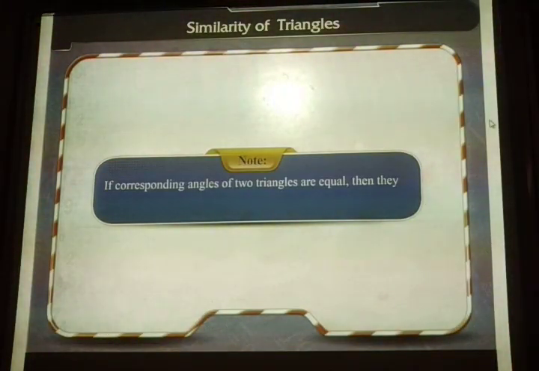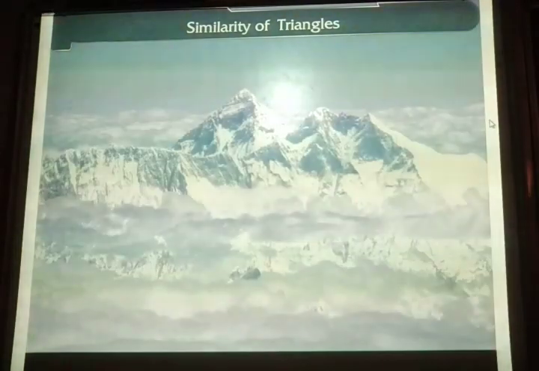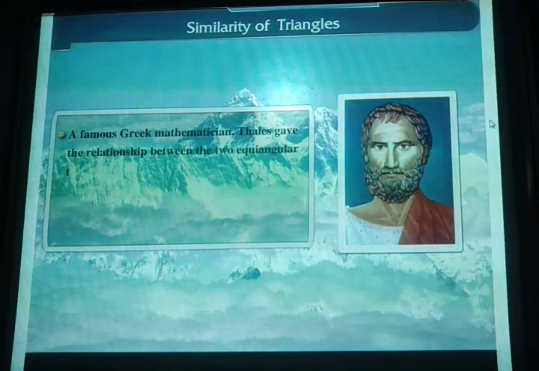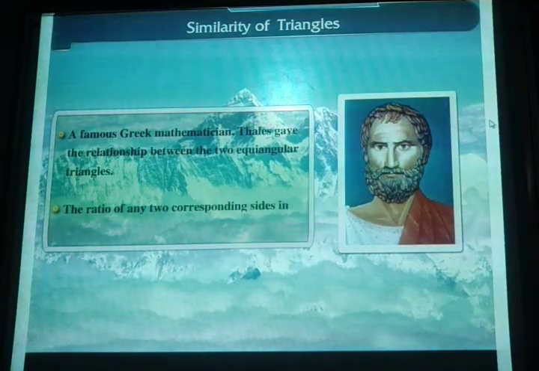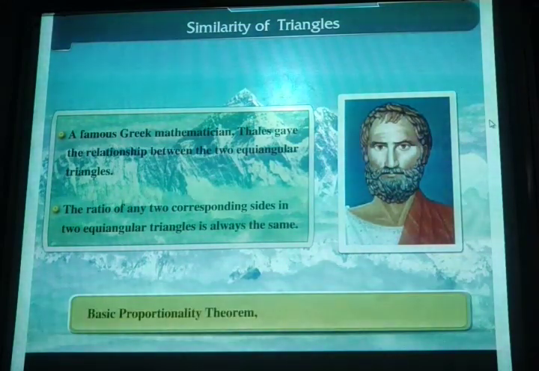Remember that if corresponding angles of two triangles are equal, then they are called equiangular triangles. A famous Greek mathematician Thales gave the relationship between the two equiangular triangles. That is, the ratio of any two corresponding sides in two equiangular triangles is always the same. Now, let us study the basic proportionality theorem, also called the Thales theorem.